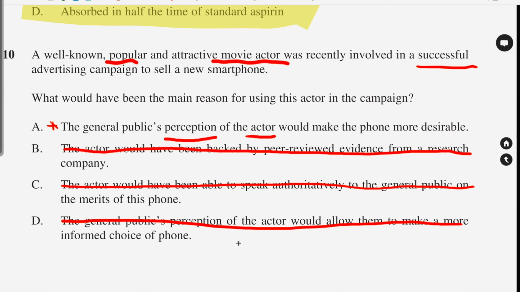We don't know if the actor has been involved in stuff like that in the past. There's nothing to suggest that. Basically, the reason the actor's involved is because their perception is positive, and by having a positive perception, that helps sales, which is, of course, what our answer is going to be.